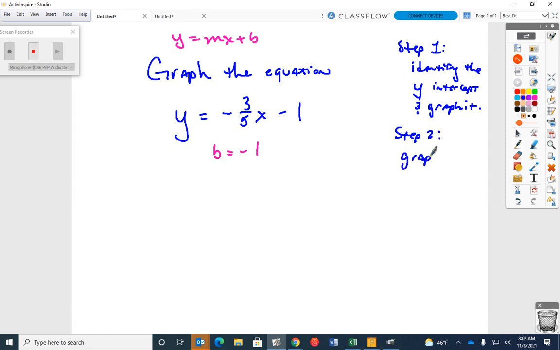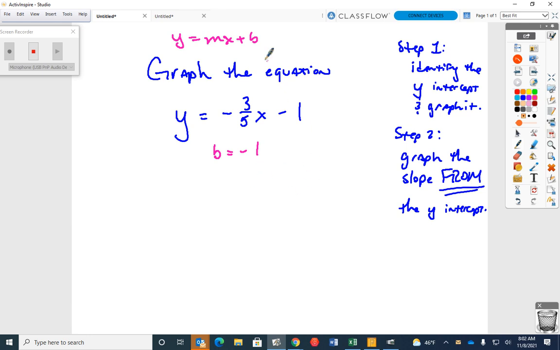Graph the slope from, okay, notice I put that in all caps and underlined it twice, from the y-intercept. Okay, let's go back over here to our equation.